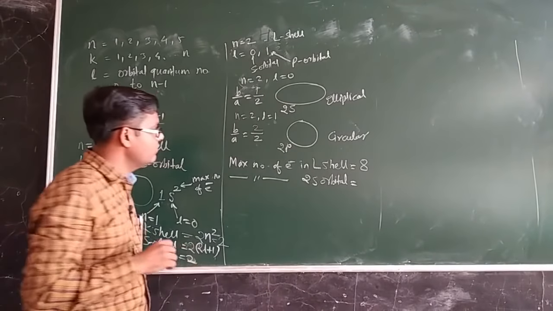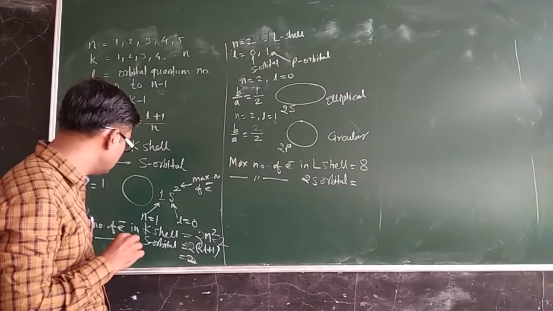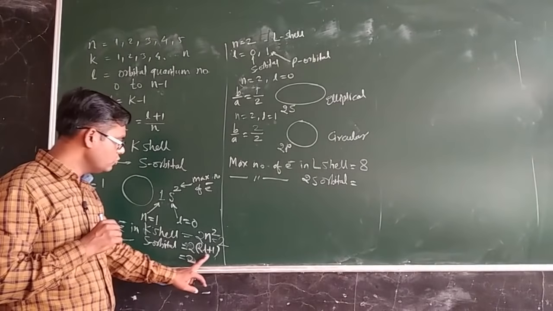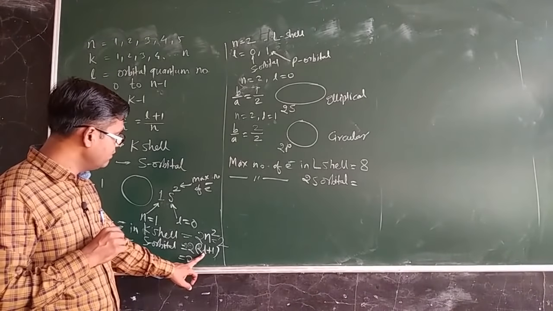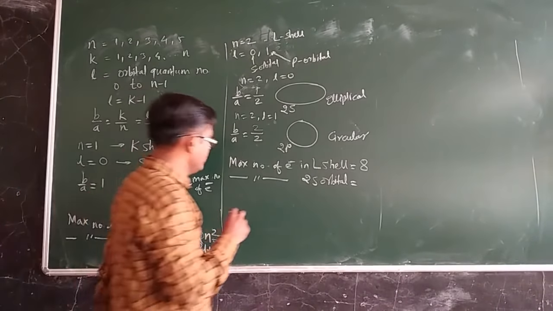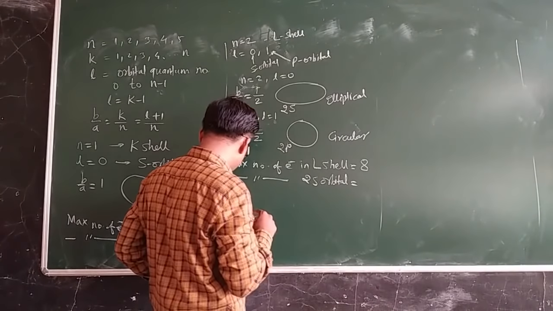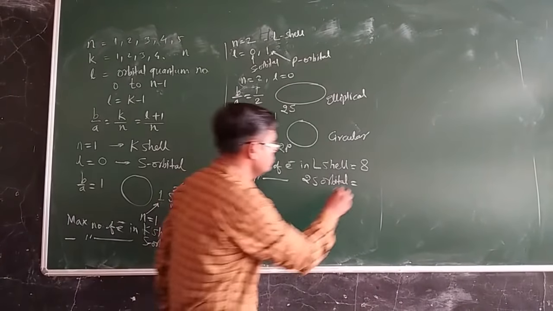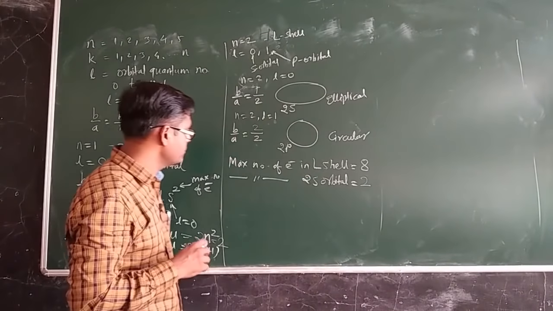What is the maximum number of electrons in the 2s orbital? How can we find out? 2 into (2l plus 1). Here l will be equal to 0. So 0 into 2, that is 0, plus 1, and multiply by 2. So we will get the number 2.